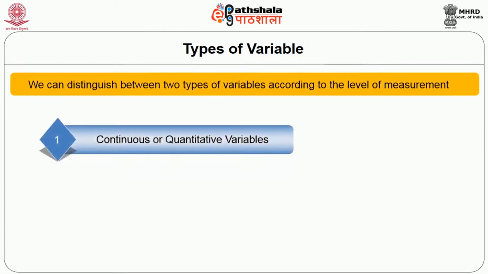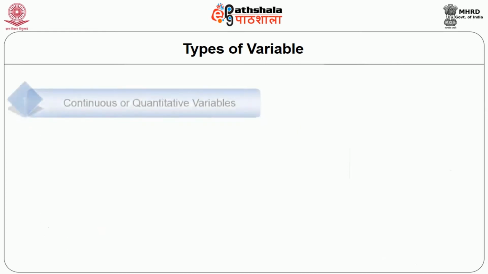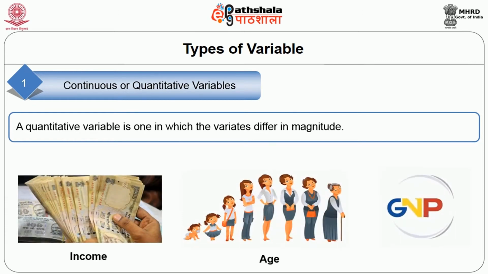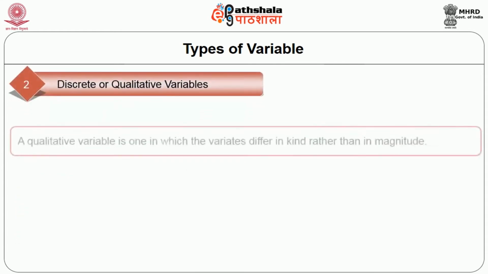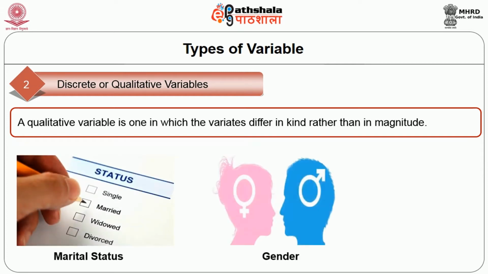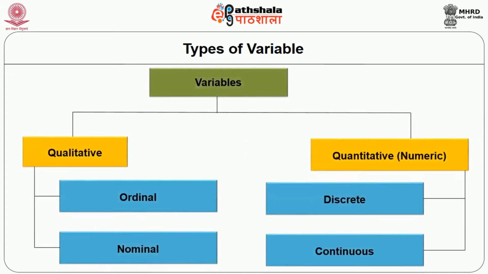Types of variables. We can distinguish between two types of variables according to the level of measurement. 1. The continuous or quantitative variable, and 2. Discrete or qualitative variable. A quantitative variable is one in which the variates differ in magnitude. Example, income, age, GNP, and so on. A qualitative variable is one in which the variates differ in kind rather than in magnitude. Example, marital status, gender, nationality, and so on.